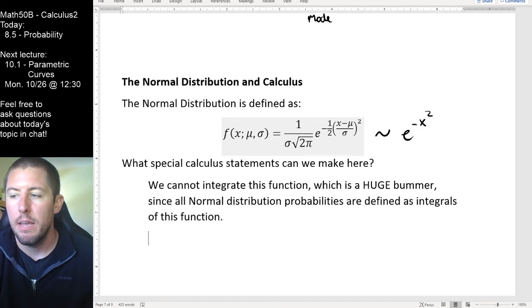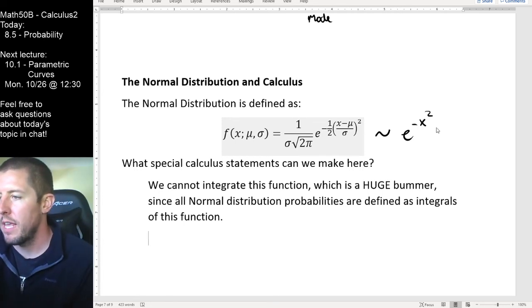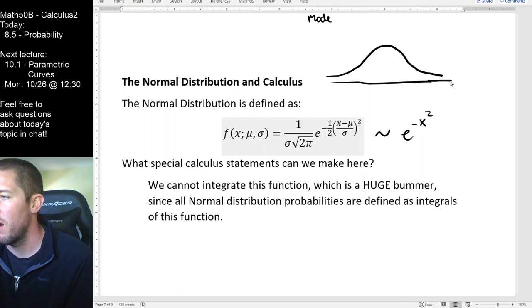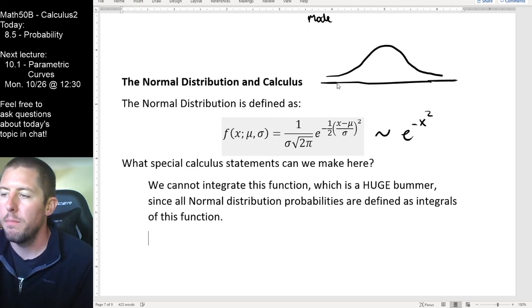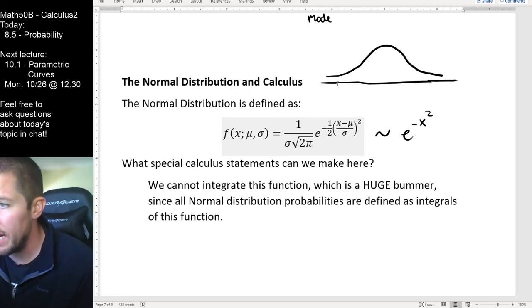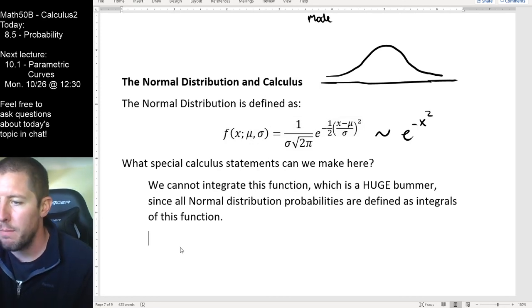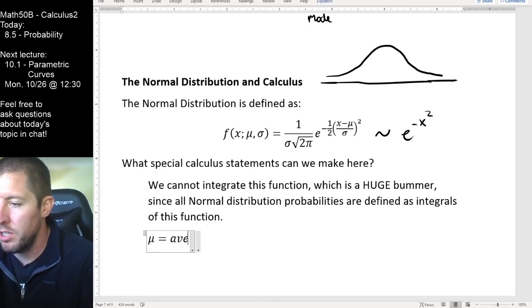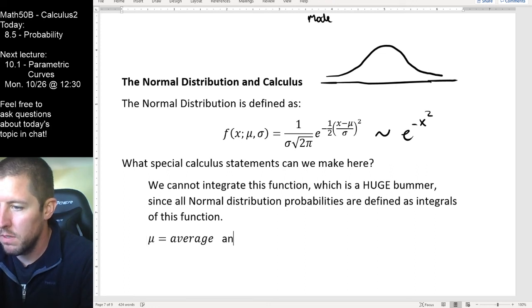So what other special calculus statements can we make here? Well, another thing I know about this function is that it follows a bell-shaped curve. That's our normal distribution. Even if you haven't taken stats and don't know about these things, I expect that everybody's got some vague sense of our bell-shaped curve. And what we might be interested in identifying is what really are this mu and sigma here. So let me just say here, mu equals the average, and sigma equals the standard deviation.